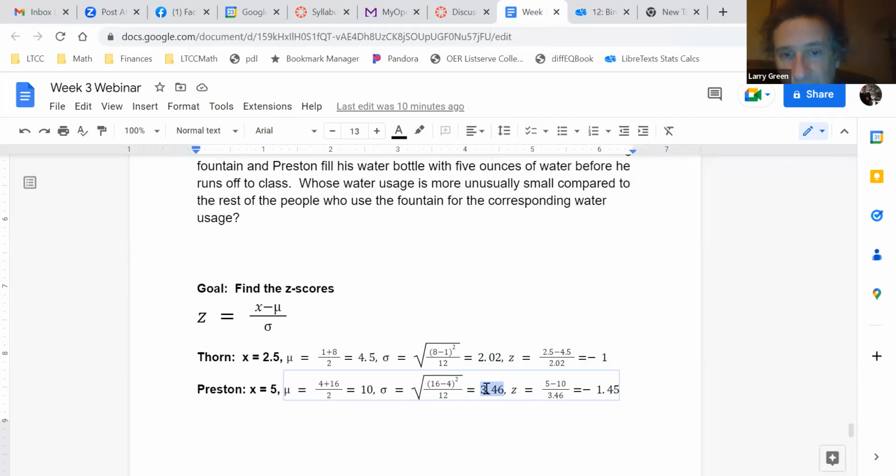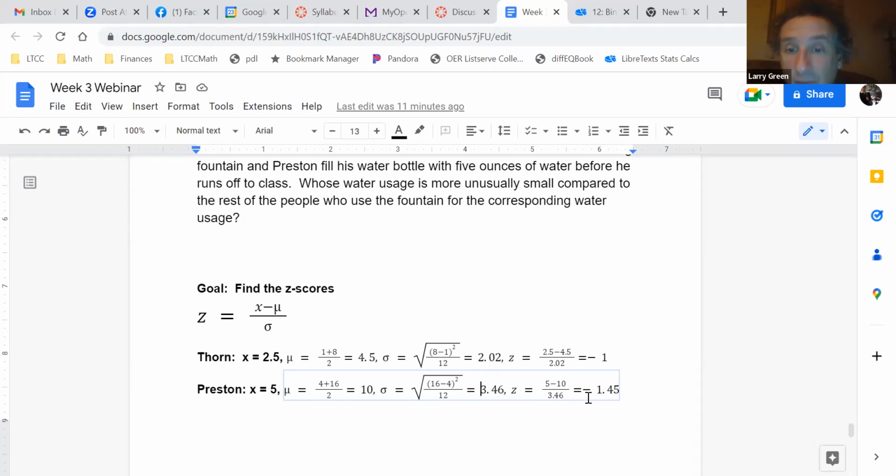Okay, so now we find Preston's z-score. Preston's z-score will be Preston's x value, which is 5, minus Preston's mu, which was 10, divided by Preston's standard deviation, which was 3.46. So it's 5 minus 10 divided by 3.46. Any questions on the z-score?